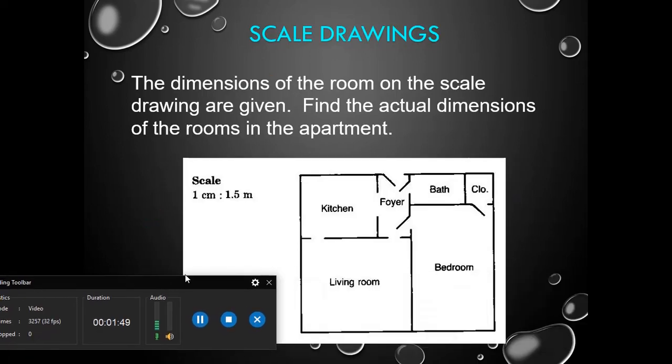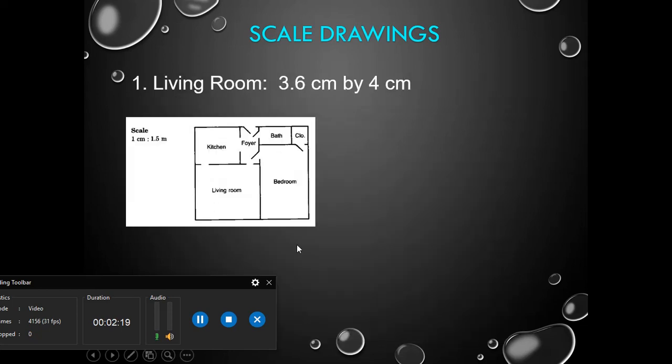For this lesson, we're going to use the dimensions for this room. This is a scale drawing of a first floor of a home or an apartment. They want you to find the actual dimensions of the room. You can see right here that they've provided a scale. So every 1 centimeter on the blueprint is actually 1.5 meters of real distance. This scale will be part of our calculation for every single room that we calculate on this scale drawing. Remember, you can pause the video at any time.